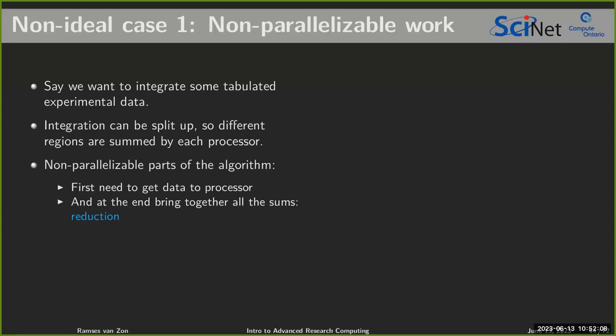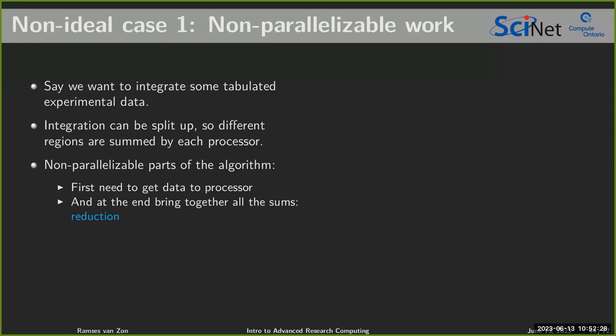One thing that can go wrong is that there's parts that cannot be parallelized. So there's some parts of the workflow that are not parallelizable. They cannot run at the same time. So for example, suppose we have some tabulated experimental data. Maybe it's a survey of our land or whatever, and we want to integrate it. We want to sum it all up. How do we do that?